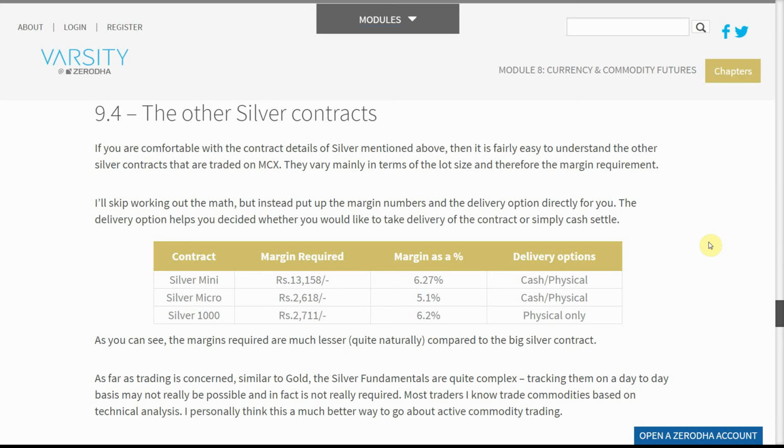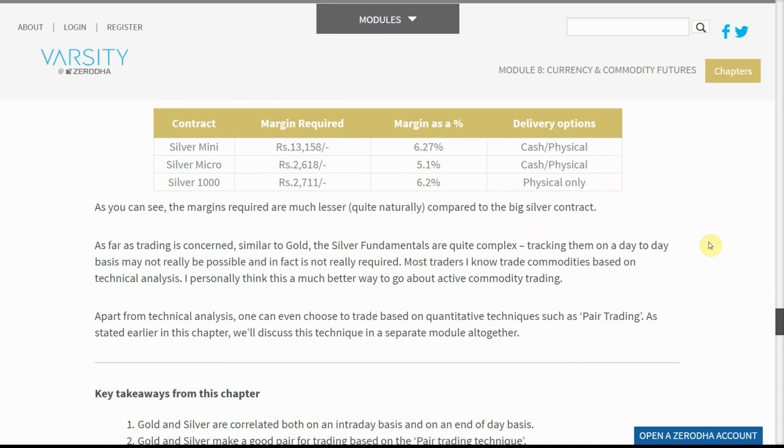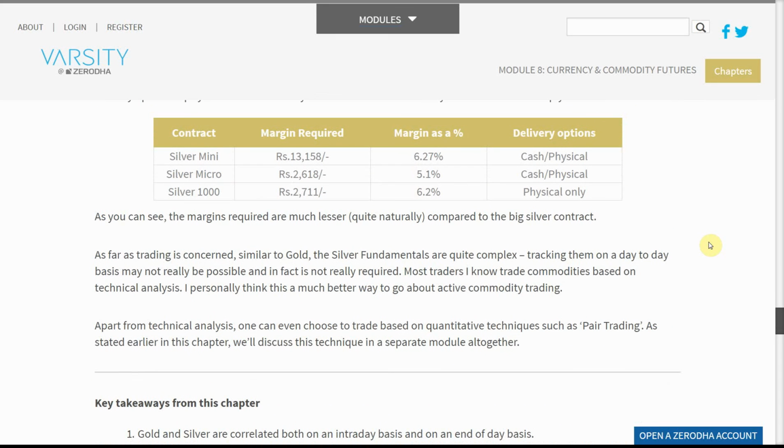Contract, margin, required margin as a percent, delivery options. Silver Mini, 13,158 rupees, 6.27%, cash or physical. Silver Micro, 2,618 rupees, 5.1%, cash or physical. Silver, 2,711 rupees, 6.2%, physical only. As you can see, the margins required are much lesser, quite naturally, compared to the big silver contract.